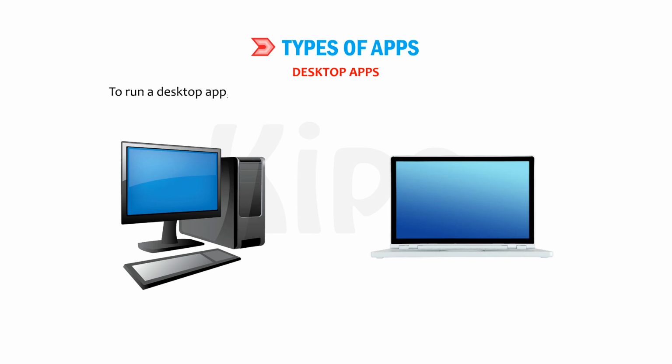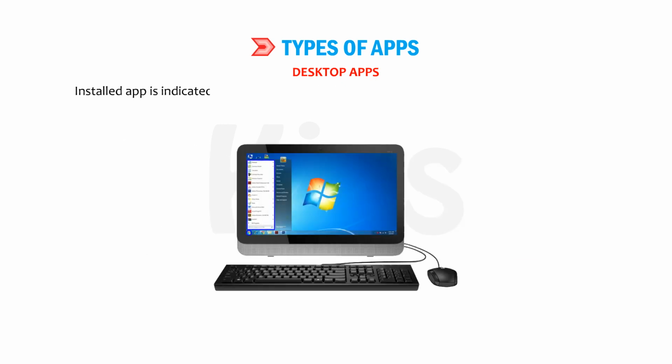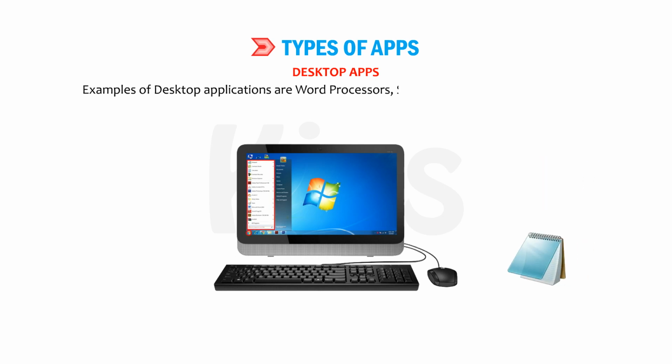To run a desktop app, it must be first installed on the desktop or a laptop. Installed app is represented by an icon on the computer screen or as an item on the start menu. Examples of desktop applications are word processors, spreadsheet or even smaller apps like Paint or Notepad.